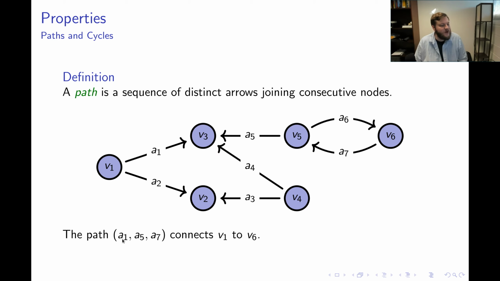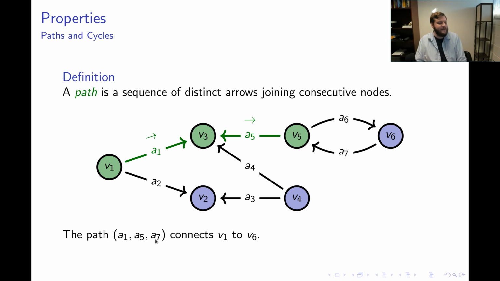The path I'm describing is described by the sequence of arrows A1, A5, A7. Well, if I'm going to go through A1 first, A1 will take me from V1 to V3. So I'm going from V1 to V3 by traveling with the arrow A1. The next arrow in this sequence representing my path is A5. Well, if I'm at V3 and I travel with the arrow A5, I'd actually be going against that arrow to end up at the node labeled V5.